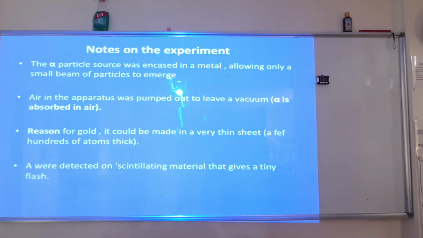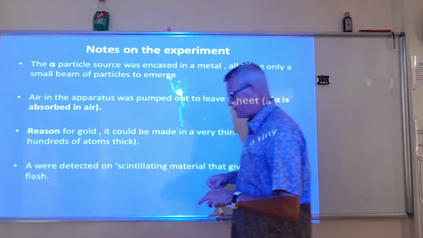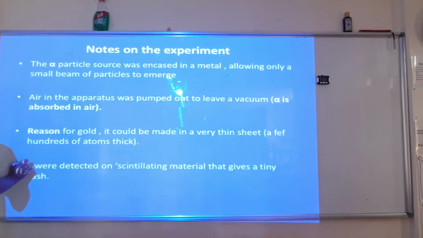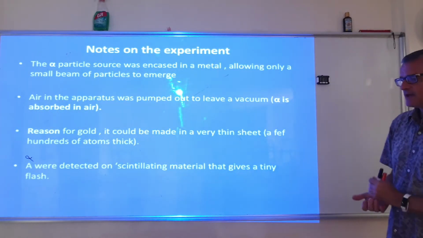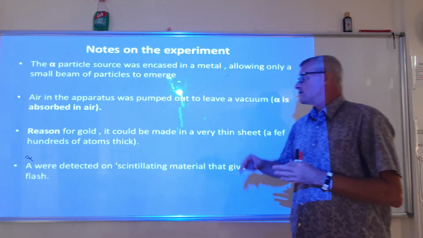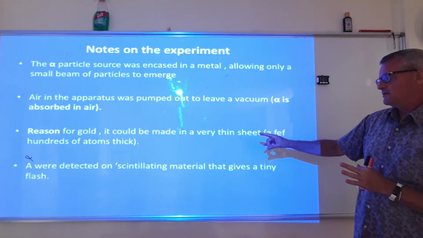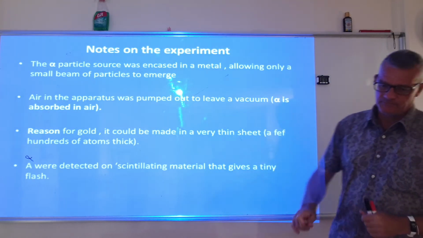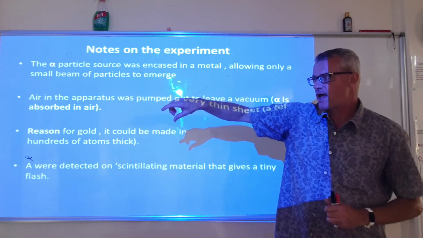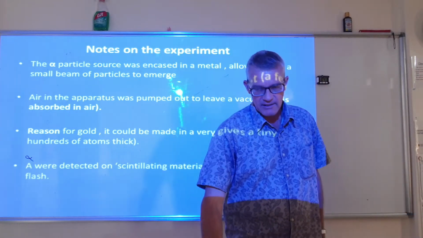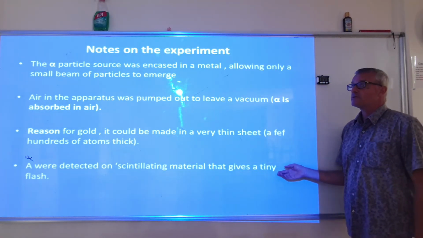Alpha particles were detected on a scintillating material. What does it mean? When the alpha particle hits the scintillating material, it gives a tiny flash. So the detector is actually constantly moved around in order to see if there was any particle that was deflected.